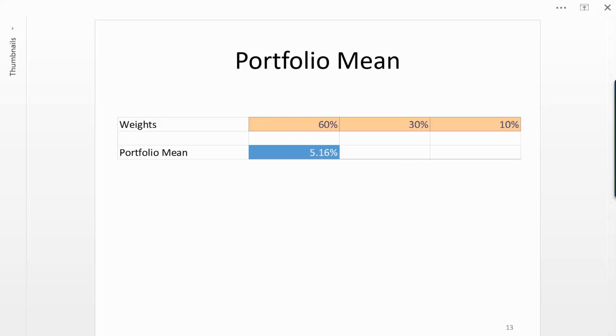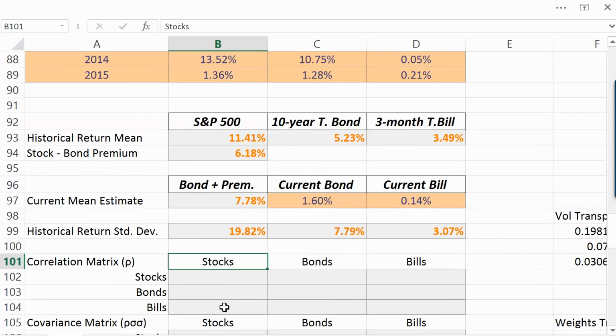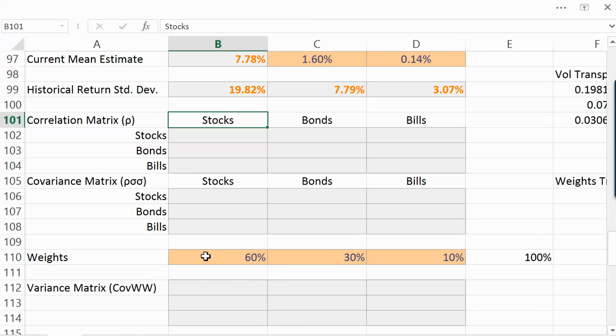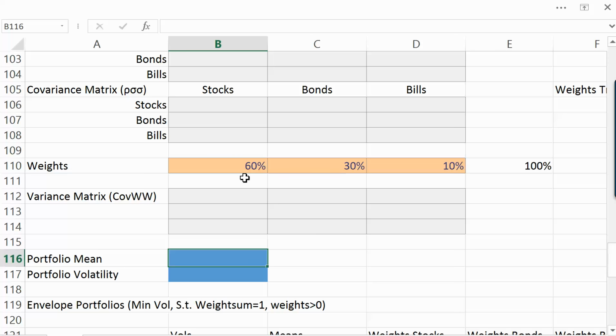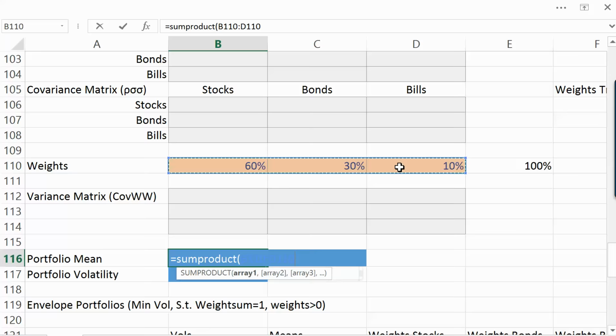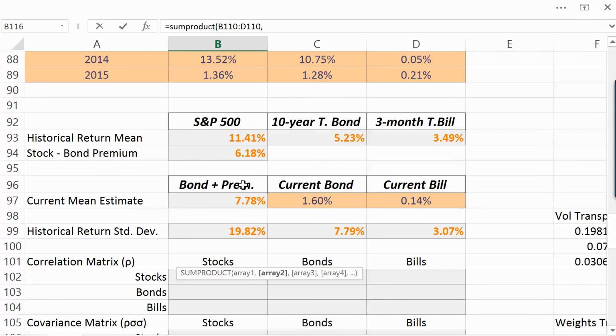Now in Excel, the easiest way to do that is just use SUMPRODUCT. So I'm going to come down here and I have some weights plugged in here, 60, 30, 10. So if I want the mean of a portfolio, I can just say it's the SUMPRODUCT of my weights and my returns.